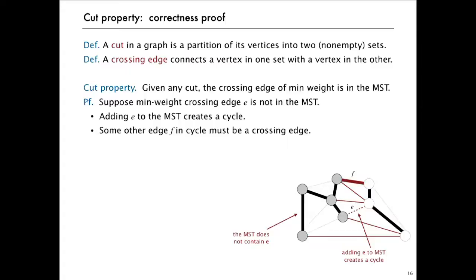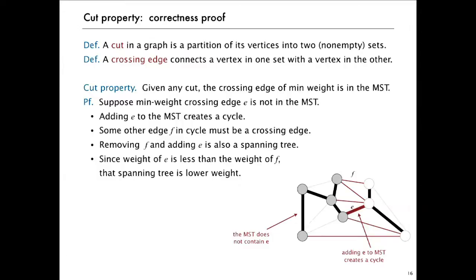Remember, MST is the minimal way to connect the graph, and if you add an edge to a tree, you get a cycle, and then there's some other edge that has to be a crossing edge. But if you remove that edge and add E, then you're going to get a spanning tree, and that spanning tree is smaller than the one that you had. So that supposition had to be a contradiction. So it has to be that the minimum weight crossing edge is in the MST. That's the cut property.